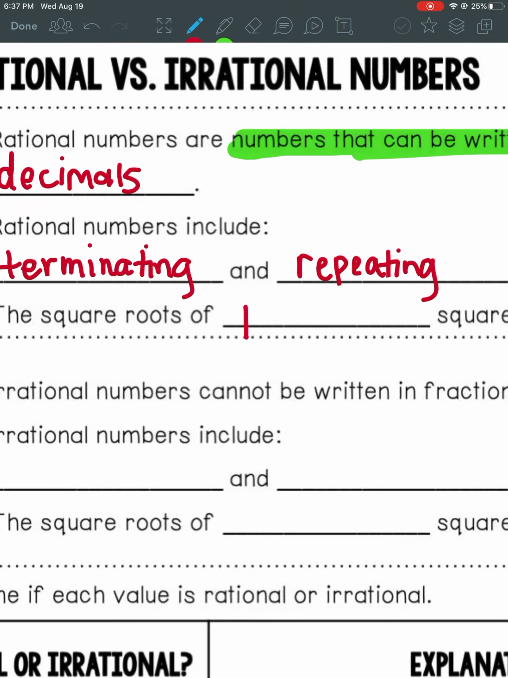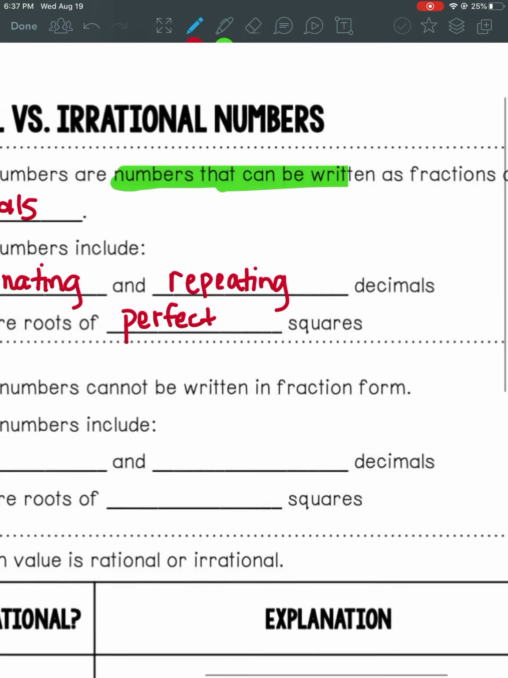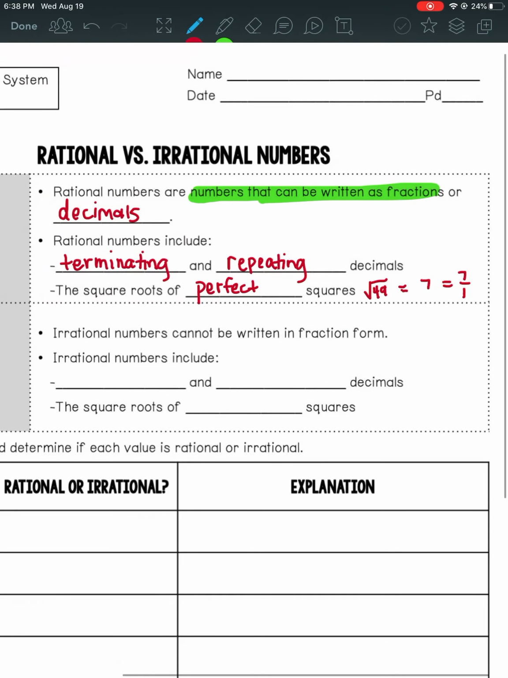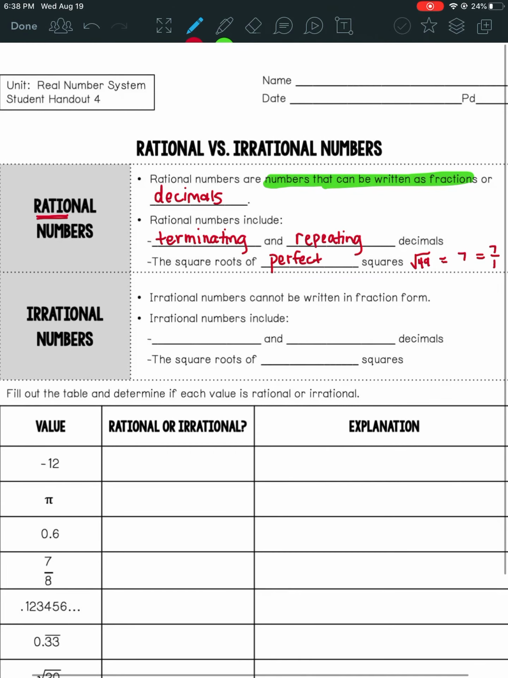Also, the square roots of perfect squares are rational numbers. So for example, we talked about square roots already. If we do the square root of 49, 7 times 7 equals 49. So the square root of 49 is 7. Well, we can write 7 as 7/1, so it's a rational number, okay?